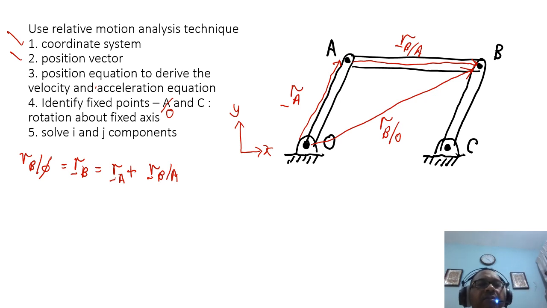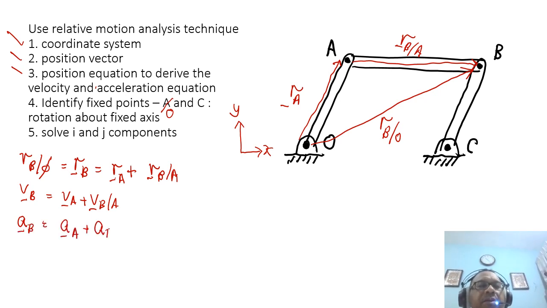Now I have already written down the position vector equation. I can now write down the velocity and acceleration equation. So the next task is to write down, then we know VB equals to VA plus VB relative to A. And we know that AB equals to AA plus acceleration B relative to A. So you know what to look for.